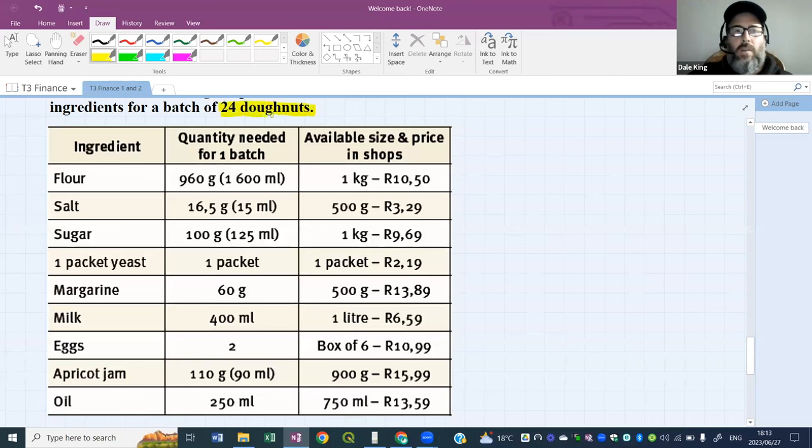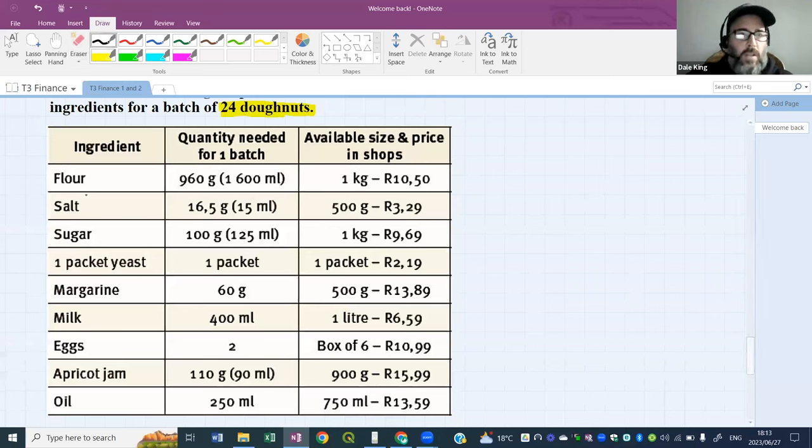Now, when I spoke to you about cost price, I said we need a price per unit, or price per one unit. So we need one donut price. So we're going to work out how much it costs to make 24, and then we're going to do something with that answer to find out how much it costs to make one donut. So who can help me here with the first item in our list?